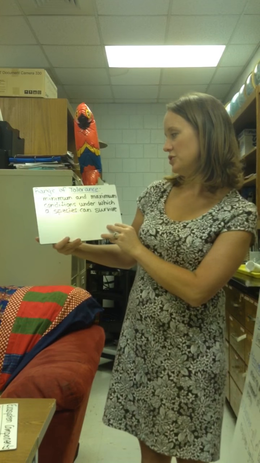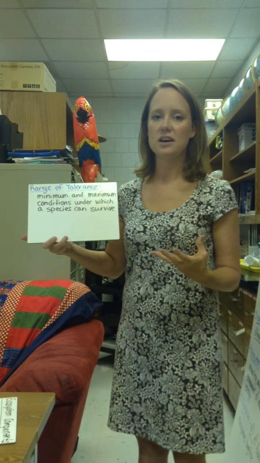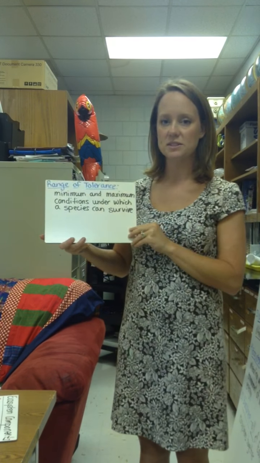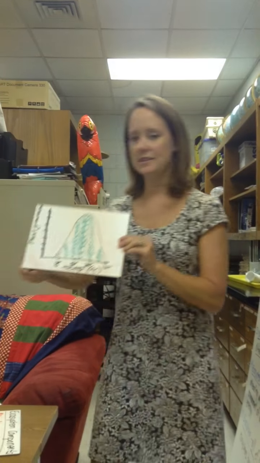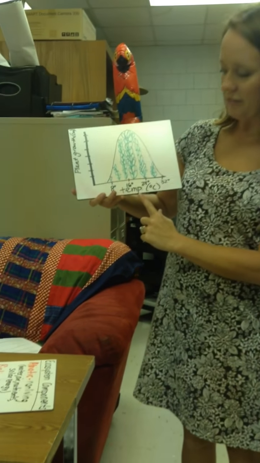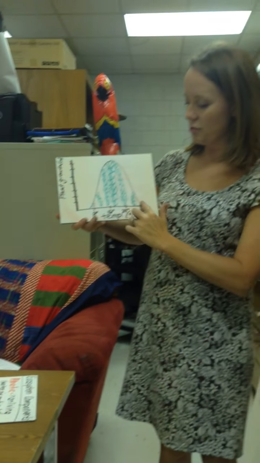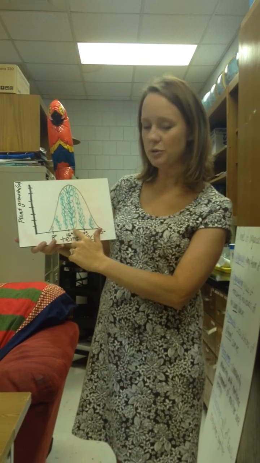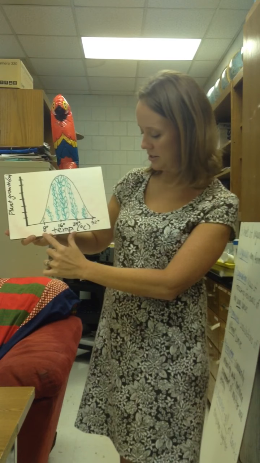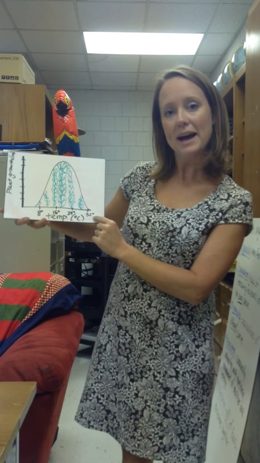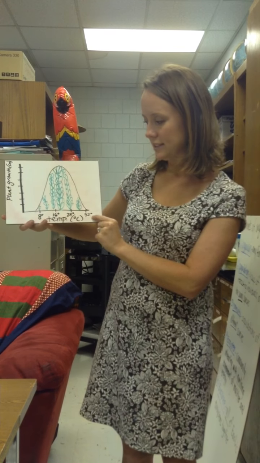Range of tolerance is a term that refers to the types of conditions under which a species in a certain ecosystem can survive. So usually there's a minimum and a maximum. If you take a look at this graph, it shows plant growth at various temperatures, and you can see the range of tolerance. Here you would have maximum growth, and you can see your minimum is over here at 8 degrees Celsius, and your maximum at 32 degrees Celsius.